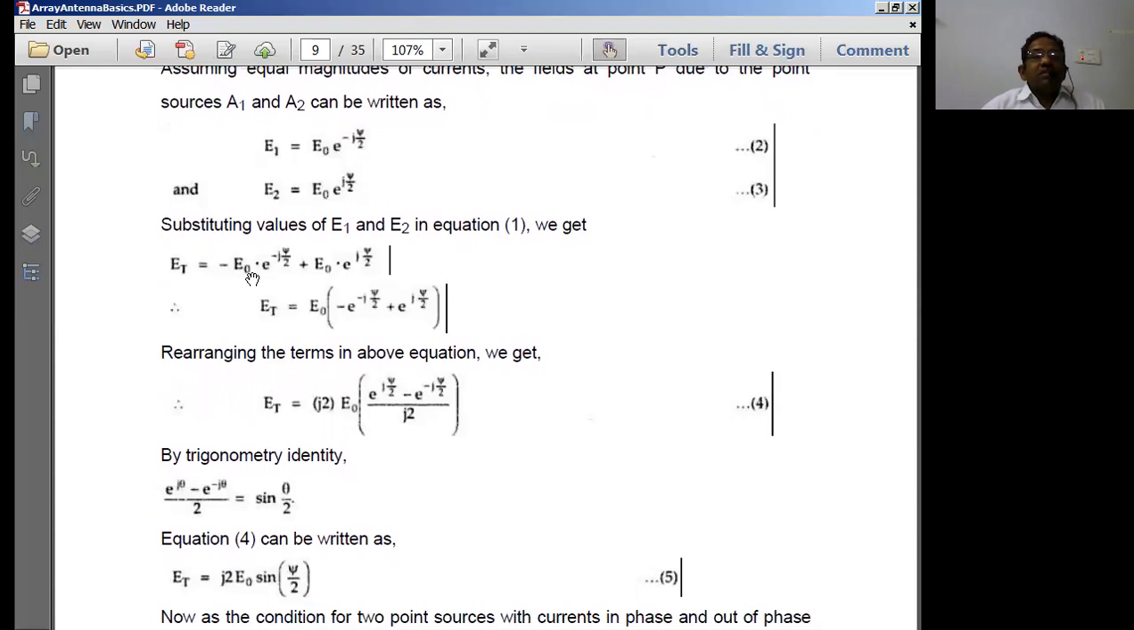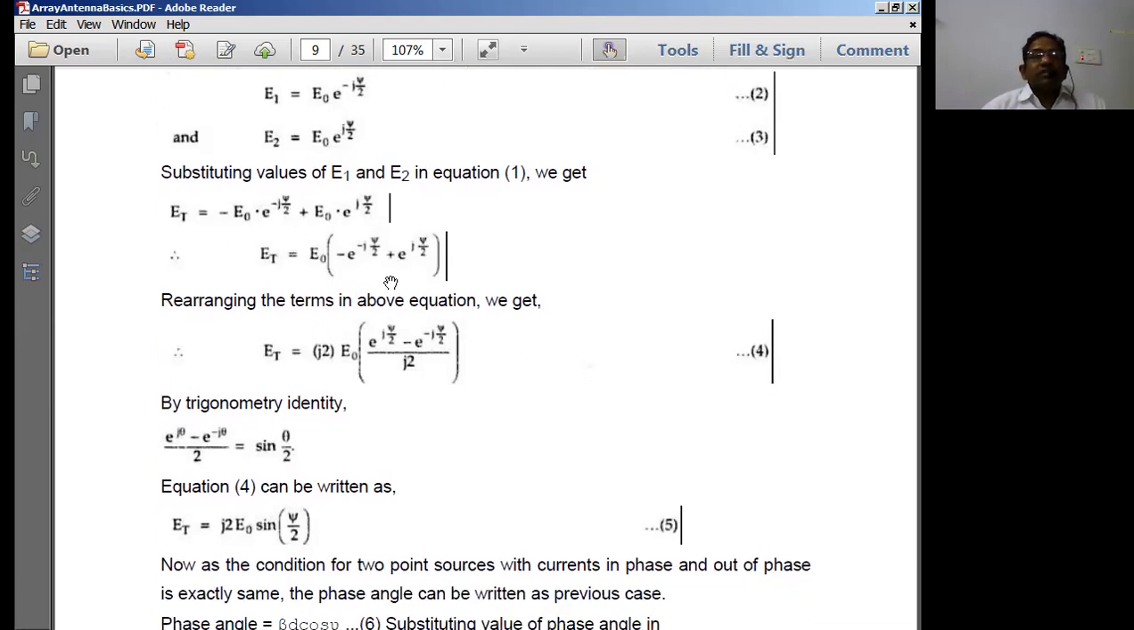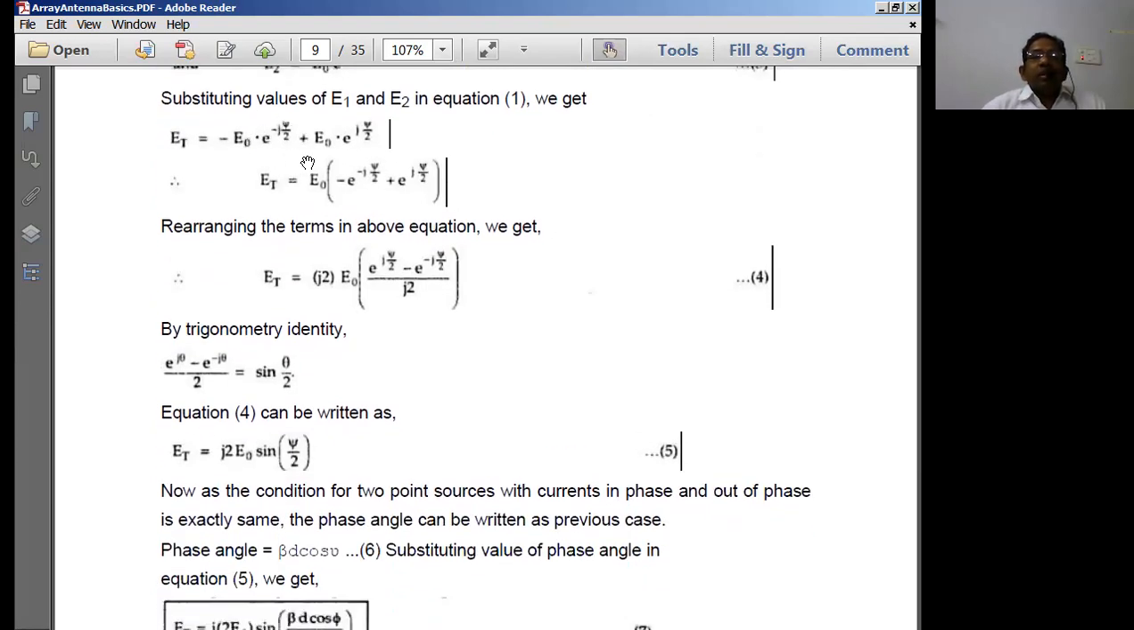Well, now by substituting these two equations, 2 and 3, in equation 1, what will I get? Et is equal to minus E1 plus E2. So E1 is substituted, and I can write minus E naught e raised to minus j xi by 2 plus E naught e power j xi by 2. So here the phases, if you see, are minus j xi by 2 plus j xi by 2. Okay, this is a very important consideration. If you take both with the same phase, the total phase angle is going to be taken like this. That is a very important consideration to be taken when you solve the expression for the electric field at point P.